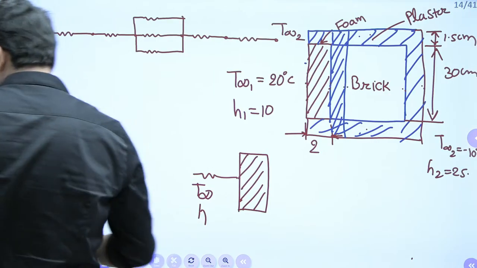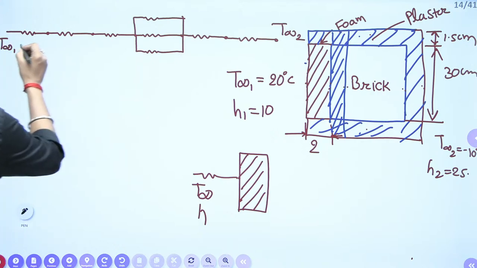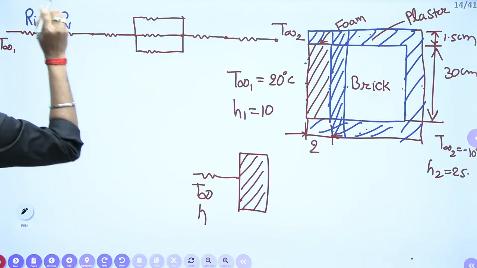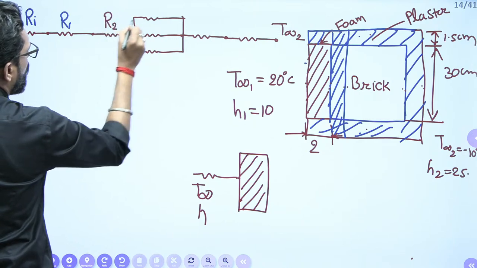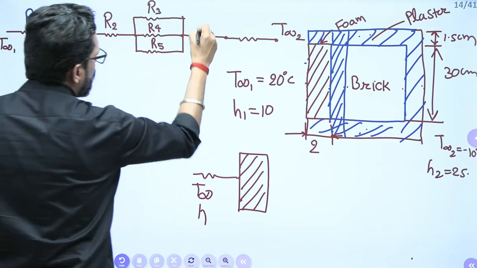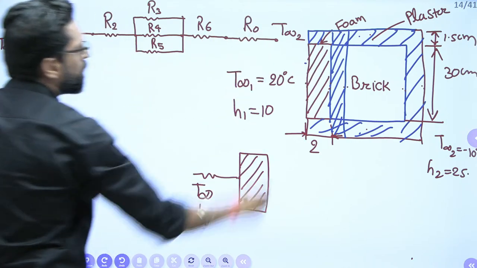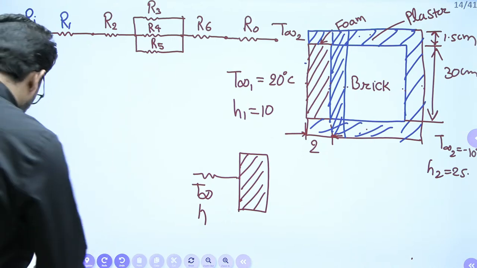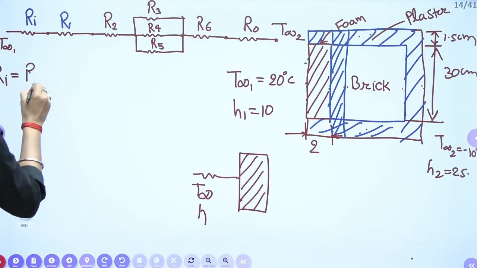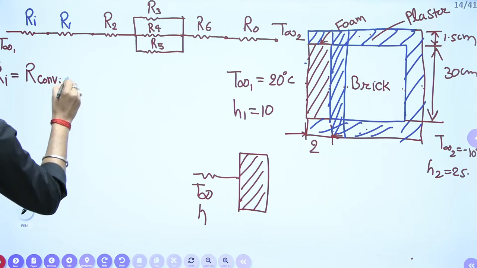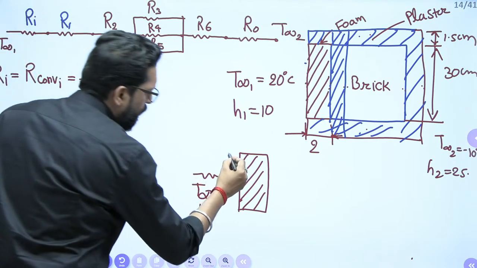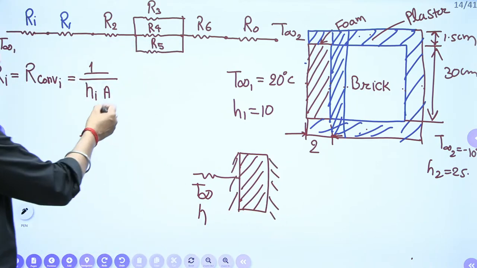Okay. So, this is your resistance. Now, this is your Ri, inner radius resistance. This is your R1, this is your foam resistance, this is your plaster resistance R2, this is your R3, this is your R4, this is your R5, this is your R6, and this is your Ro, outer resistance. Okay, now what is Ri, beta? Ri is your R convection of inner side, and this is 1 upon hi into A. Area is the same, so don't write A1, A2, A3, okay?